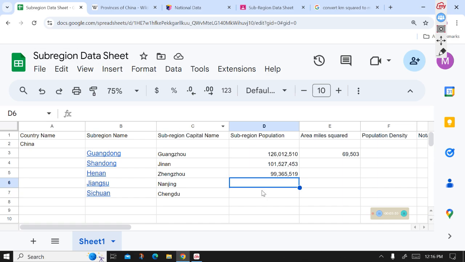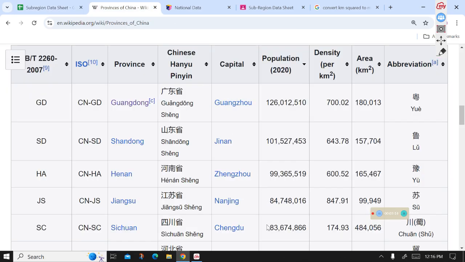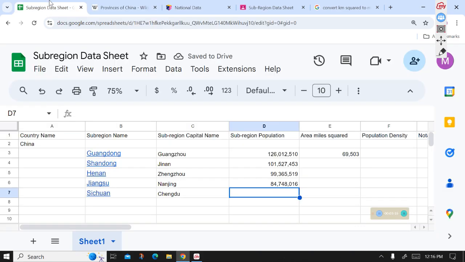I'm about halfway done. Again, I'm going to do just the top 5 rows. You should be doing 10, and that's because I'm trying to make this video quicker so that you can watch it and get to the end. So we have the subregion population done.